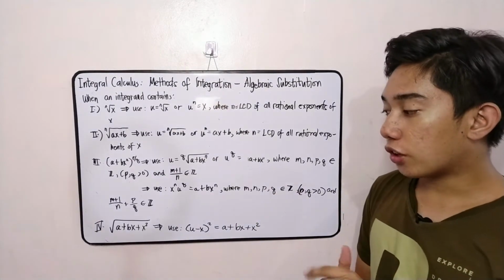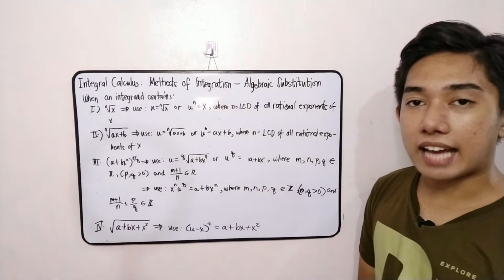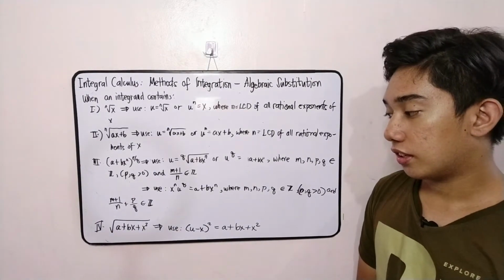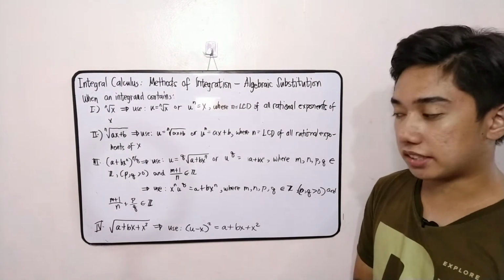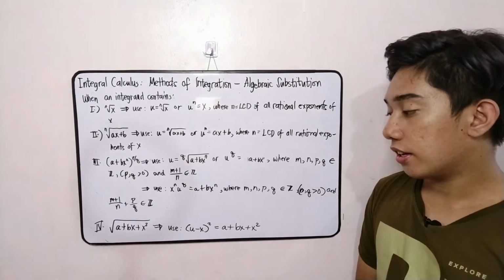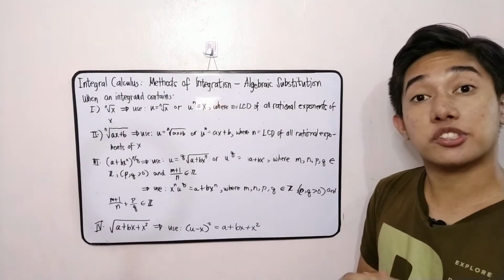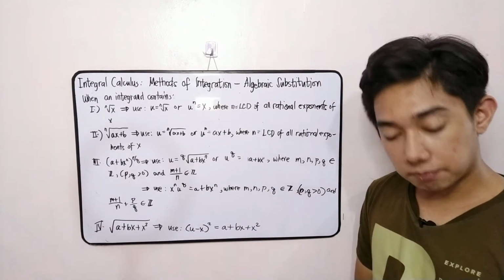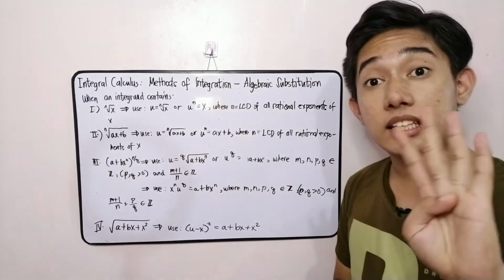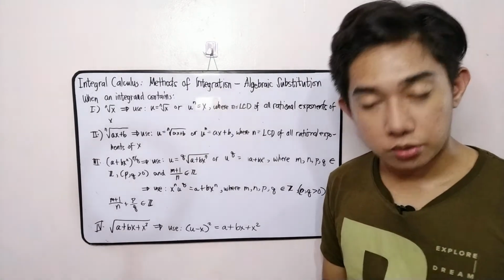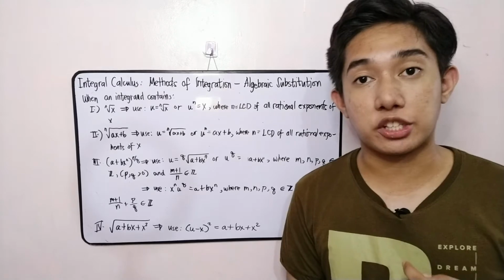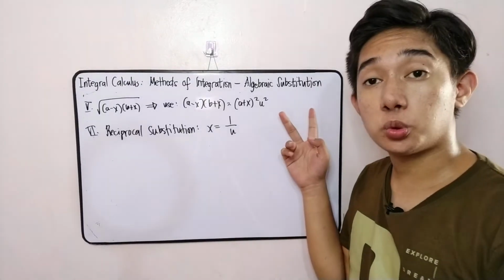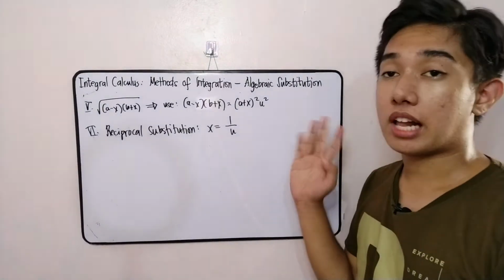So for the fourth case, if in the radicand or in the square root function, there is an expression a plus bx plus x squared that is not factorable, then you will use quantity u minus x squared is equal to a plus bx plus x squared. So that is our 4 cases. We will introduce to you the last 2 cases for the next one. So these are our remaining 2 cases for our algebraic substitution.